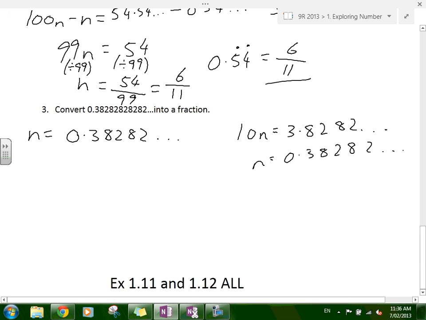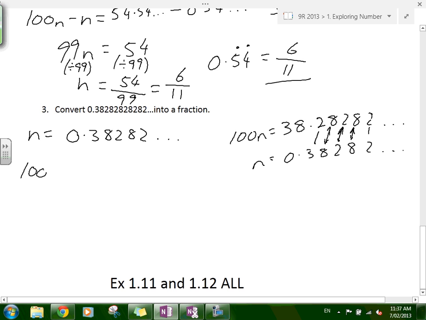Yeah, so then the next thing would be to try it by 100. Alright? So let's try it by 100 and say, right, what's 100n? That's 38.28282. Does that match up? Sure. Those are different, but then these match up, these match up, these match up. So we can actually use this, and I'll show you the way that we do this. So 100n equals 38.2828, dot, dot, dot.